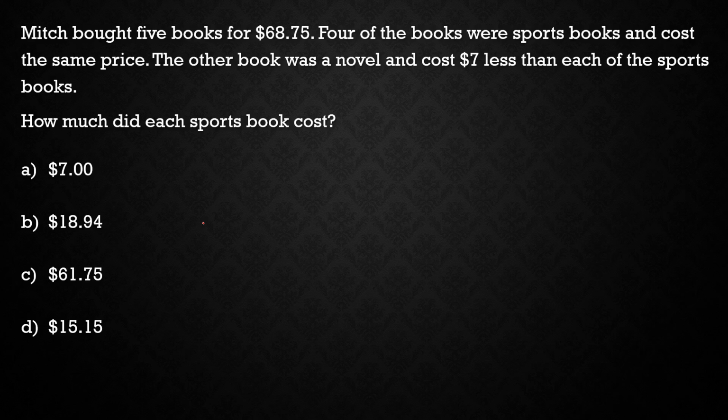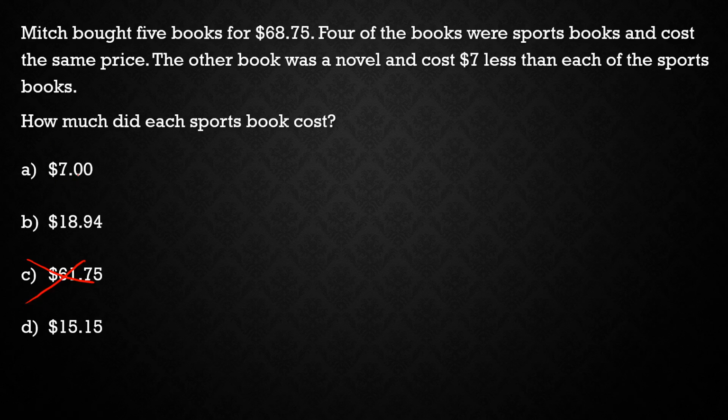What I mean by that is I know that Mitch spent a total of $68.75 on a total of 5 books. He bought 4 sports books and 1 novel. So if I were to say I chose C here as my answer, C does not make sense, because C is saying that I'm spending $61.75 on every single book. But that can't be right because I bought 5 of them. And if I bought 5 at $61, I would spend way over $300. So C cannot be correct.